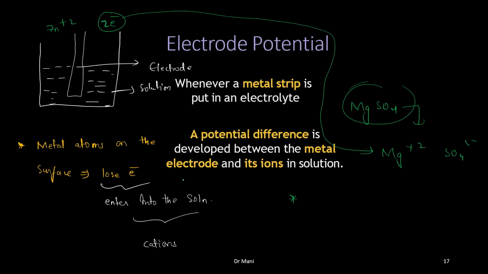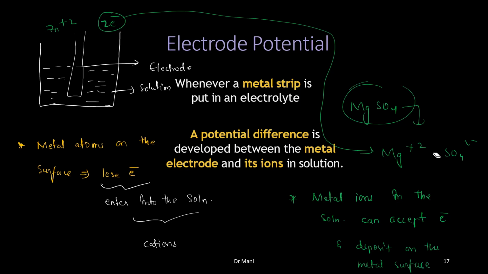Okay, so see here, the metal ions in the solution can accept electrons and deposit on the metal surface. Whatever electrons are taken, they will not keep with them, because they don't want to remain together like MgSO4, or be like Mg. They want to always be like Mg plus 2 when they are in liquid. So they will just go to the metal and dump the electrons they gained.